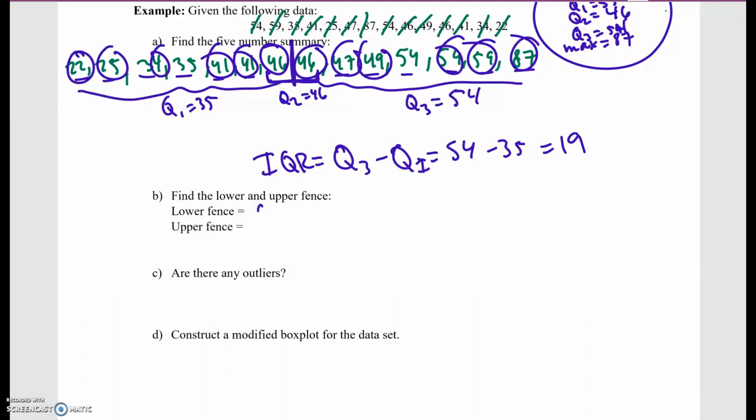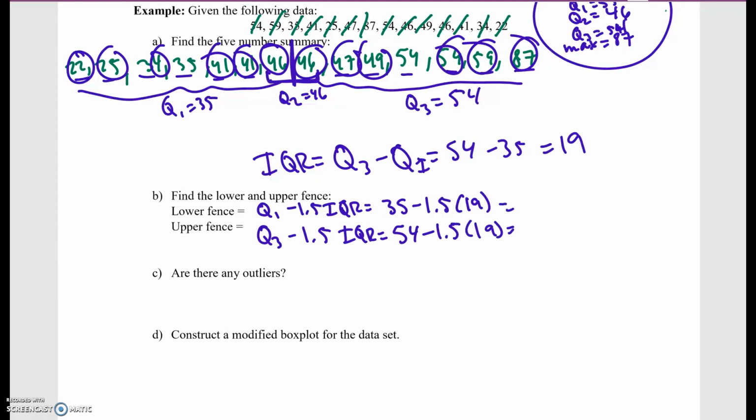All right, so what I'm going to do, I'm going to take Q1 minus 1.5 times the IQR. So Q1 was just equal to 35 minus 1.5 times 19. And then the upper fence is going to be your Q3 minus 1.5 times the IQR. This is going to be 54 minus 1.5 times 19. Okay, so I'm going to put that in my calculator. 35 minus 1.5 times 19, I'm going to get 6.5 here. And I'm going to do 54 minus 1.5 times 19 here, and I'm going to get 25.5. So these are my fences. Basically what this means is that if I have any number that's outside of these two numbers, then that's going to be considered an outlier.